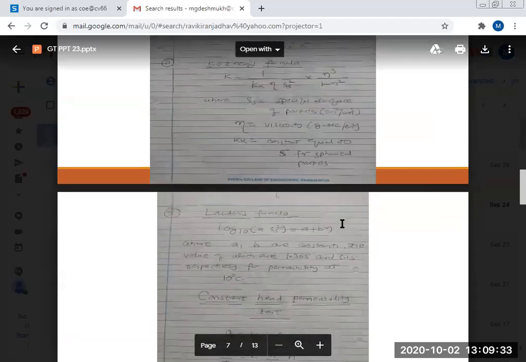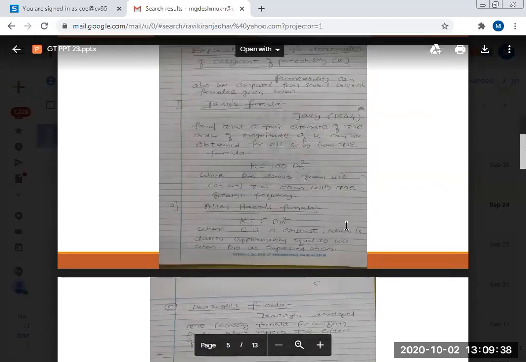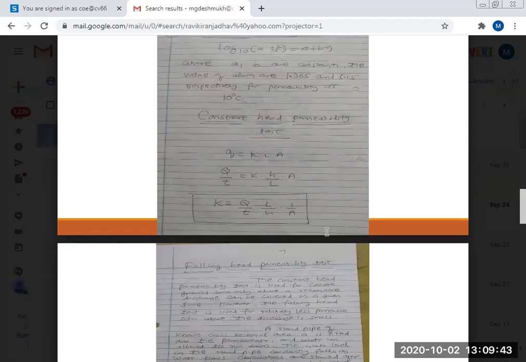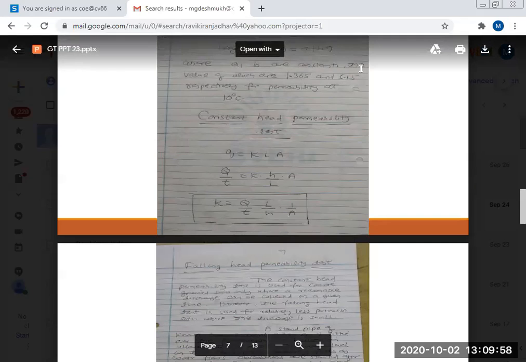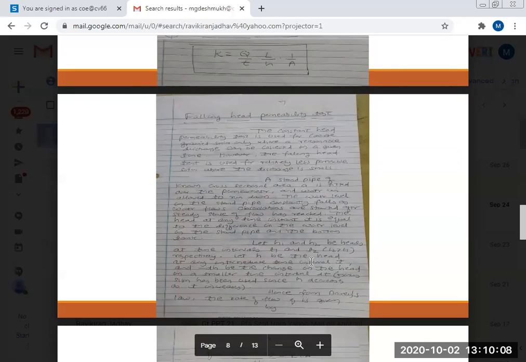I think I didn't teach you this also. I don't know whether I told you. Empirical formulas that you have to read, not that much difficult. Only thing you remember now is, for constant head permeability test, coefficient of permeability K is given by Q by T, L by H, 1 by A. L is length of specimen, H is constant head which you have maintained, A is cross-sectional area of specimen, Q is volume collected, T is time. This you know very well.